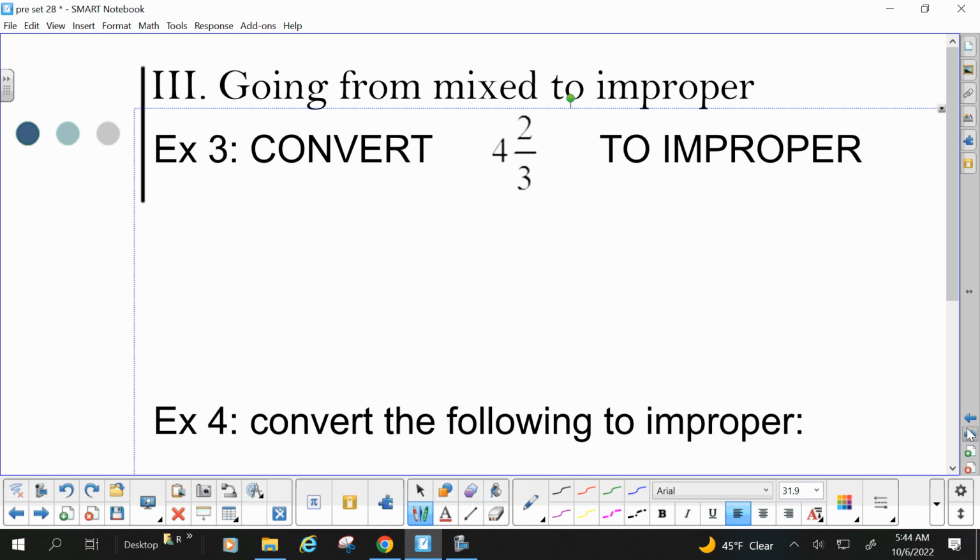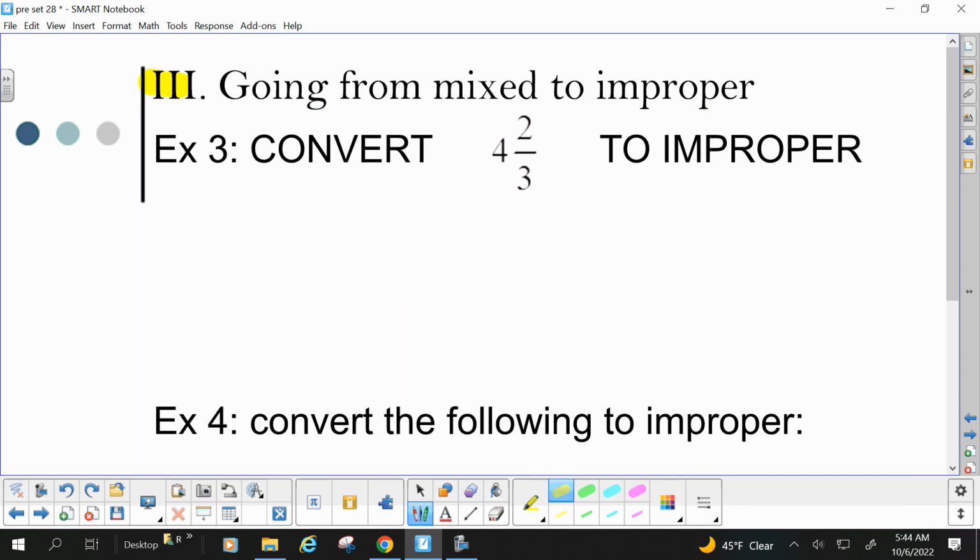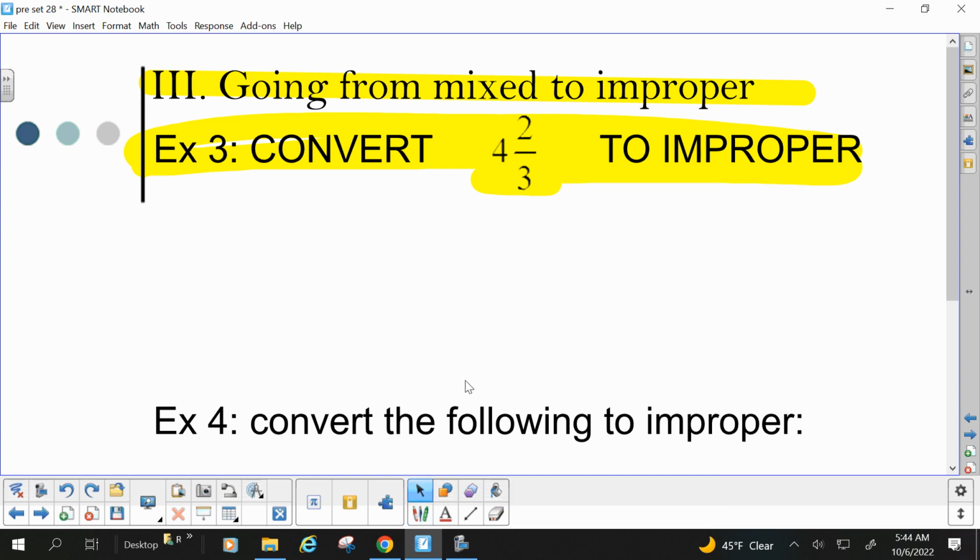Next skill. Going from the other way. Look at that, 4 2/3. Going the other way, going mixed to improper. 4 2/3 is a mixed number. We're changing it to improper. This also is a mental process. It's easy peasy. All right. So, somebody, what are the 2 steps we do to make this improper?